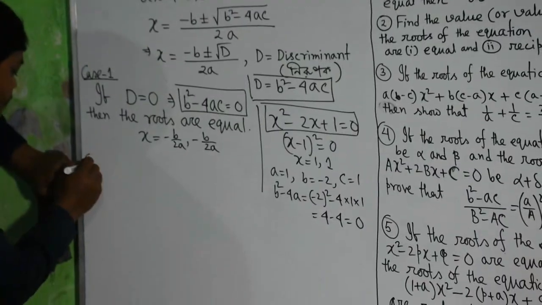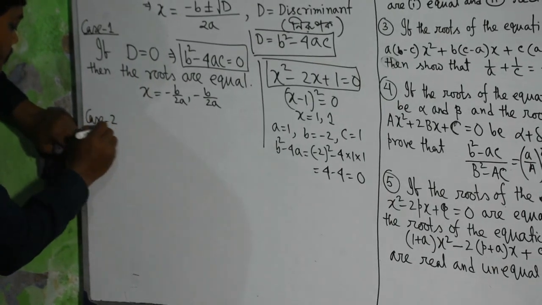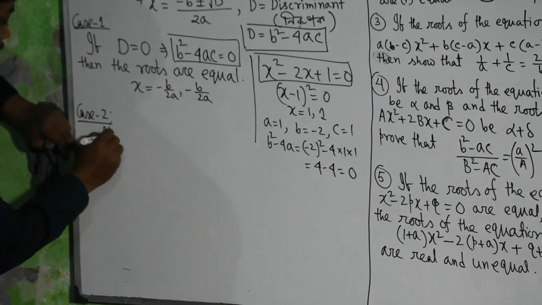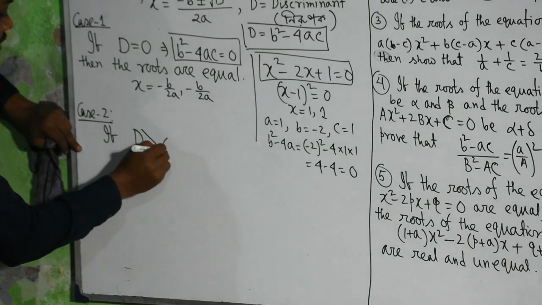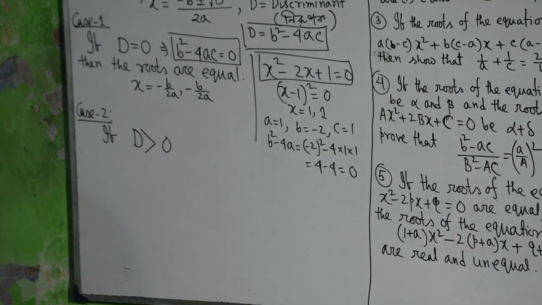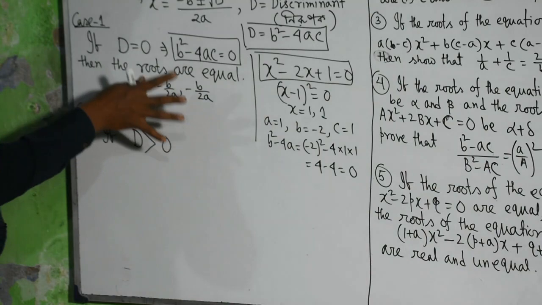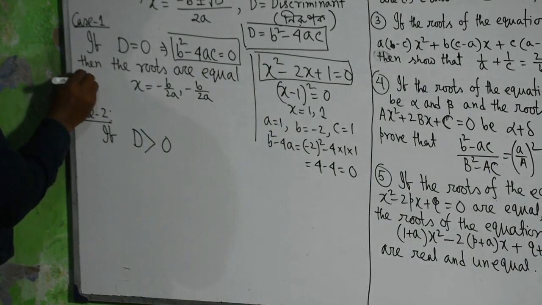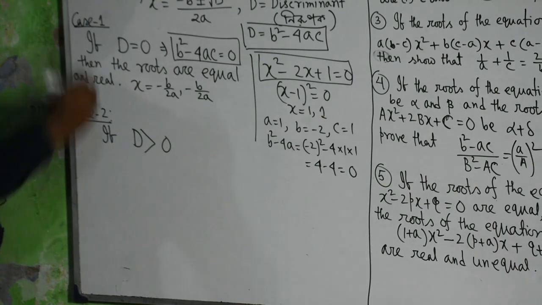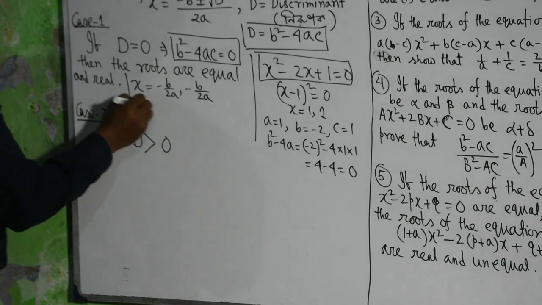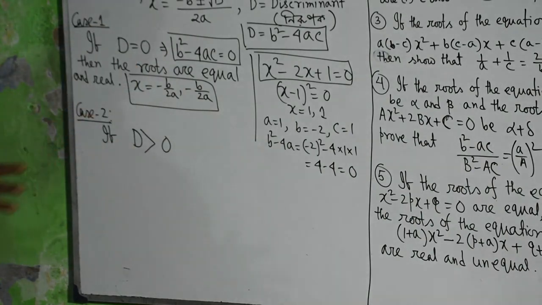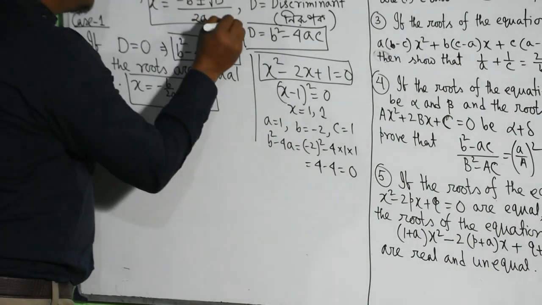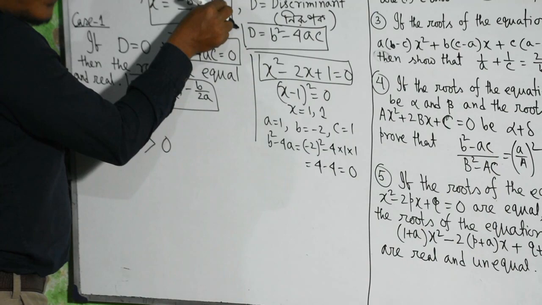Case 2: if D is a positive quantity. If D is a positive quantity, of course the roots are also real. The roots are given by minus b plus minus square root of D by 2a, unlike in case 1. If D is strictly greater than 0, you see this expression, D is a positive quantity.